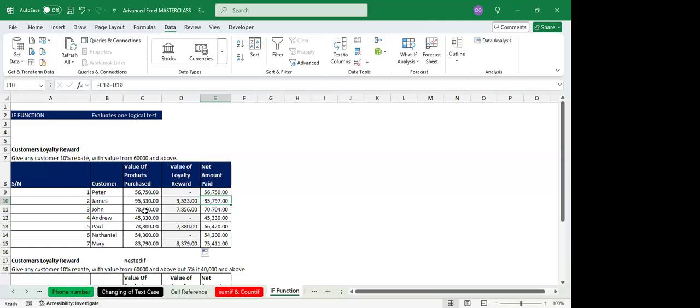Look at this other guy, John. He buys 78, so obviously he will also get a discount, and the discount is 10%, right? Which is this, and at the end of the day, he'll be paying this amount. Look at Andrew. Andrew did not buy up to 60,000. He only bought 5,000. So this guy does not qualify for my discount, right? And then he gets this, and at the end of the day, he pays this, right? Look at all of this again. Do you understand it?